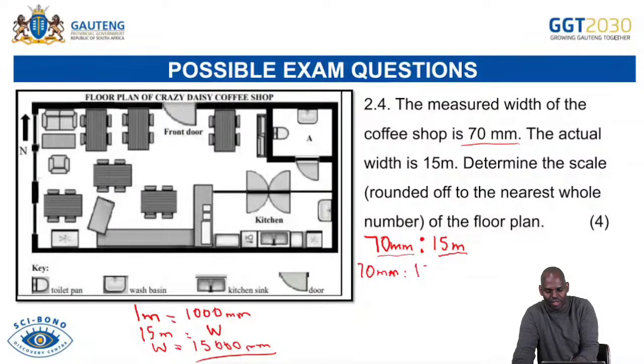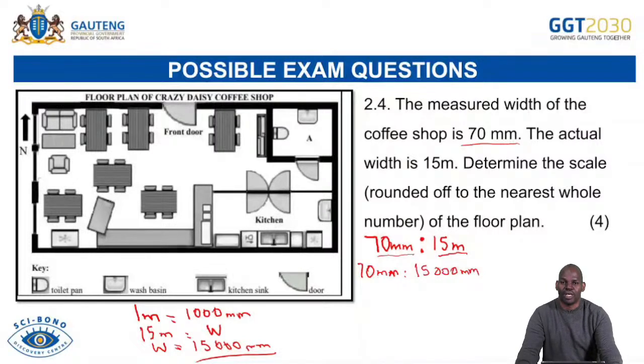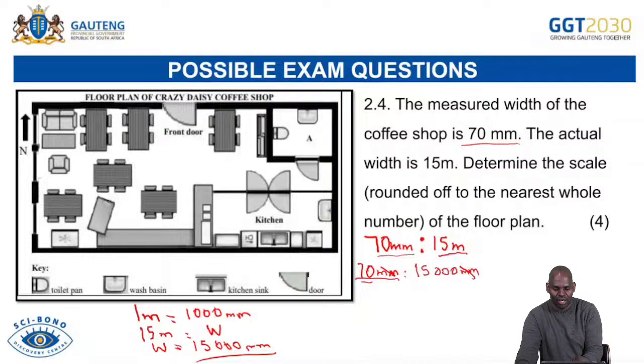is to 15,000 millimeters. Then now we can simplify. Since the units are the same, this and this one will cancel out. The units are the same. Then we divide by 70. So divide this one by 70, divide that one by 70, and 70 divided by 70 is 1.